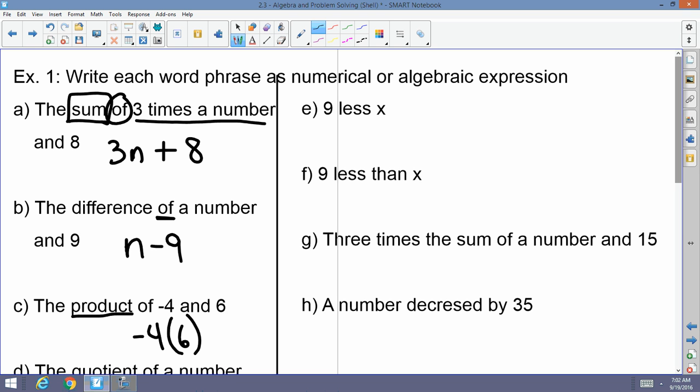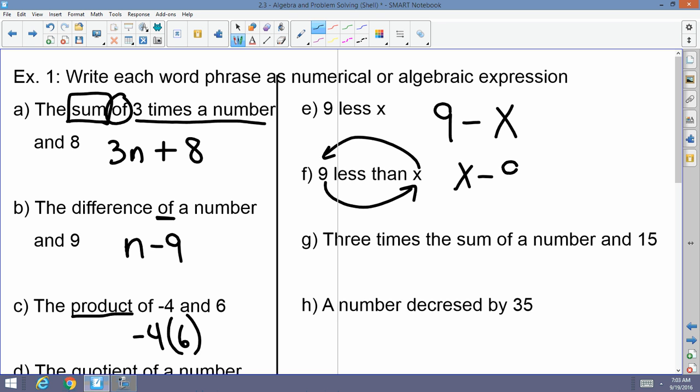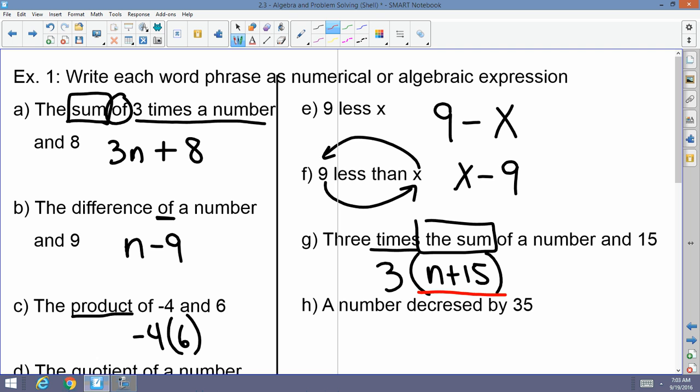9 less x. Okay, we're talking about 9 minus x. Remember that less is just straight up subtraction. But when I tell you 9 less than x, remember we're switching the first for the last. So this would be x minus 9. 3 times the sum of a number and 15. Okay, 3 times the sum of a number and 15. So in this case, it's 3 times the sum. So the sum had to be put in parentheses.